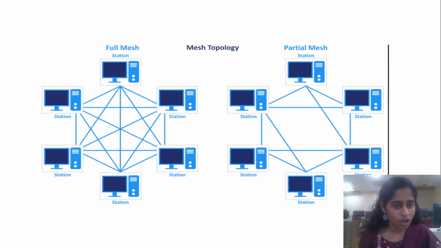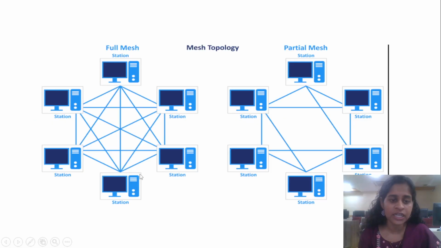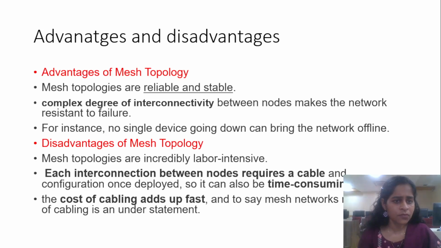And how many links will there be? Here you can see multiple links. That will be calculated by a formula, n into n minus 1, where n is the number of devices. So 6 into 6 minus 1, we get 30 ports we need to connect for a 6 station network.